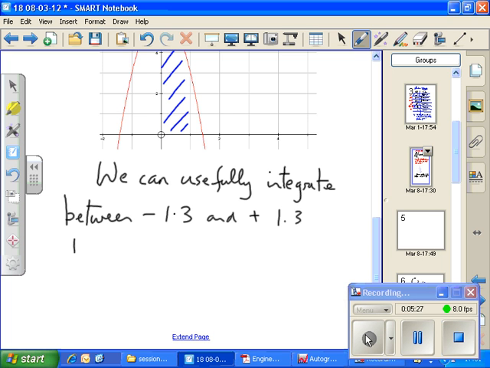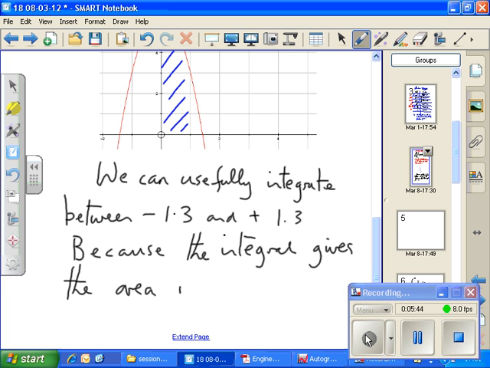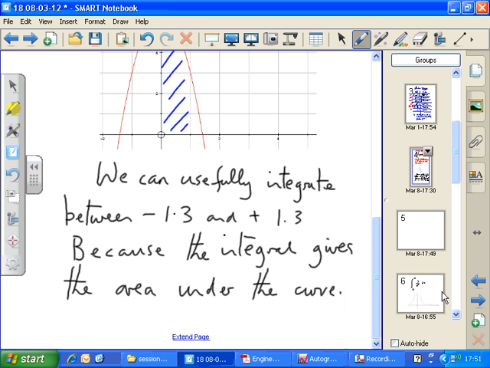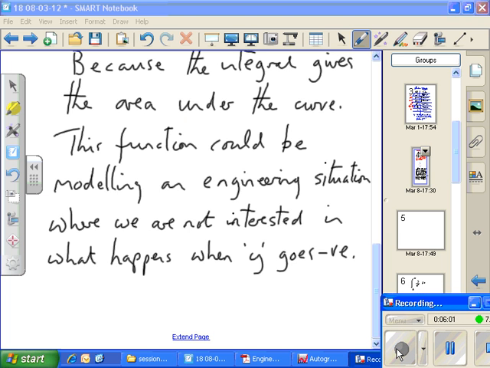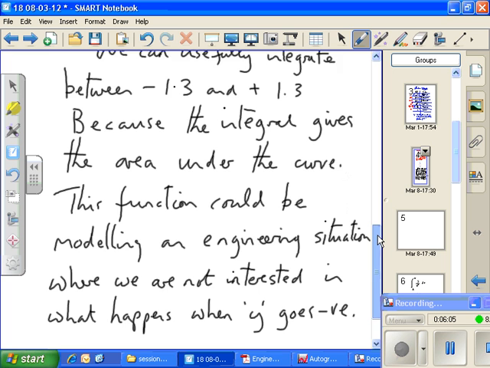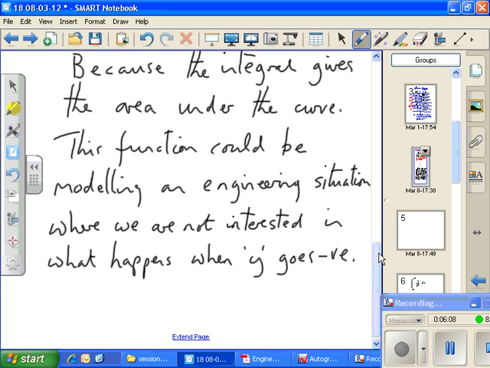Because the integral gives the area under the curve. So we can usefully integrate between minus 1 and plus 1.3, say, for this one, because the integral gives the area under the curve, and this function could be modelling an engineering situation where we're not interested in what happens when y goes negative.